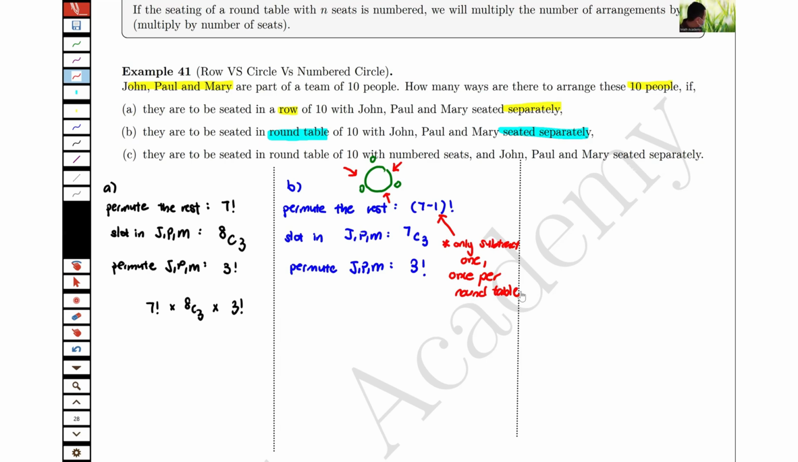And that subtraction of 1 should be at the first instance. When you try to put objects onto a circle, you minus 1 at the first step. Okay, any subsequent steps, do your usual permutation. And hence my final answer, we write it out, 7 minus 1 factorial, 7 choose 3, 3 factorial.